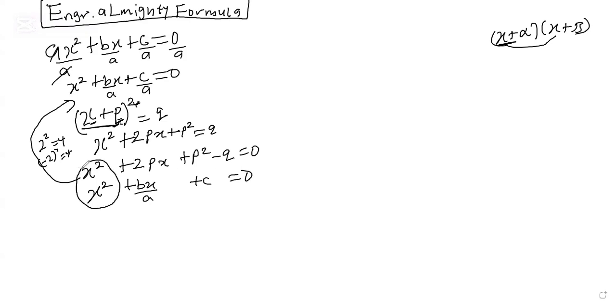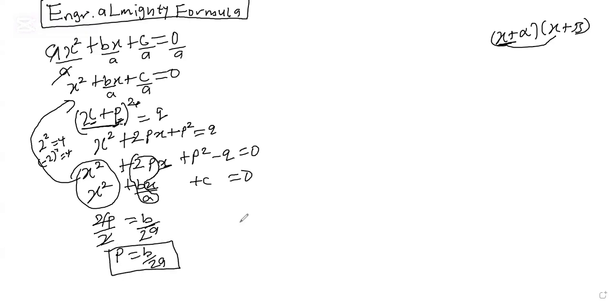Now x squared goes with x squared, makes sense. Now this has x, this has x. So if I'm comparing, it means that 2p will be compared with b over a. That means 2p is equal to b over a. Now when I divide both sides by 2, the 2 comes here. So p becomes b over 2a. So take note of this answer.